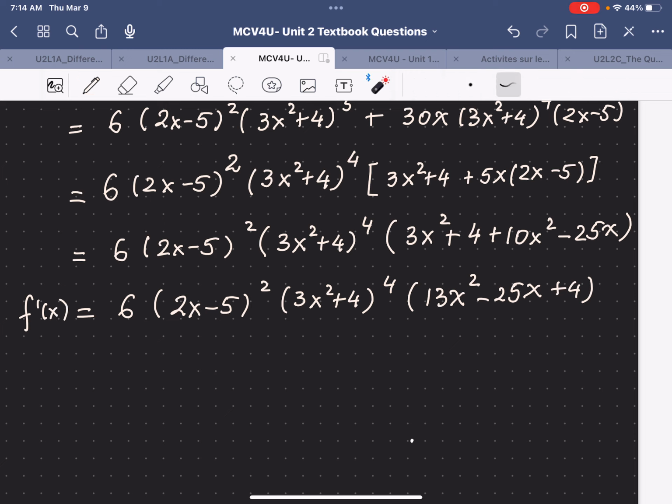Now we're going to say it is in factored form because whatever we see here is multiplying the other factor. So it is completely factored and completely simplified. We don't see any terms actually that we can take out.